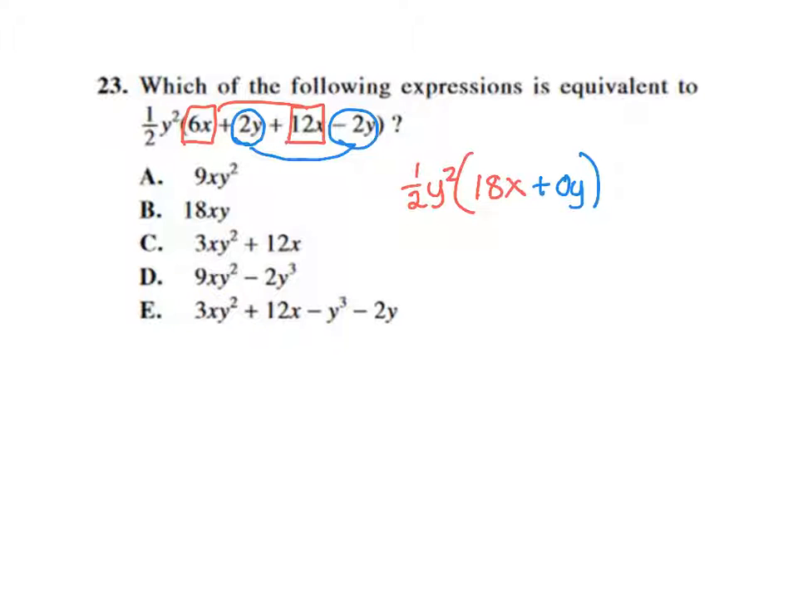So I'm going to rewrite this as 1/2 y squared times 18x. And then I'm just going to multiply the 1/2 y squared times the 18x. 1/2 times 18 would be 9. And then I'll put these in alphabetical order, x, y squared. So I'm going to choose choice A.